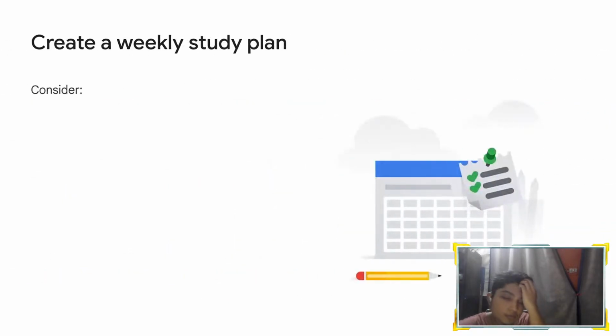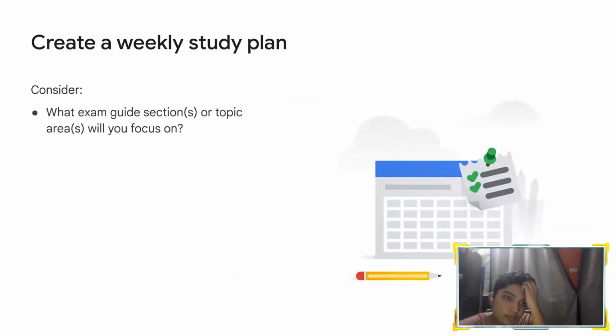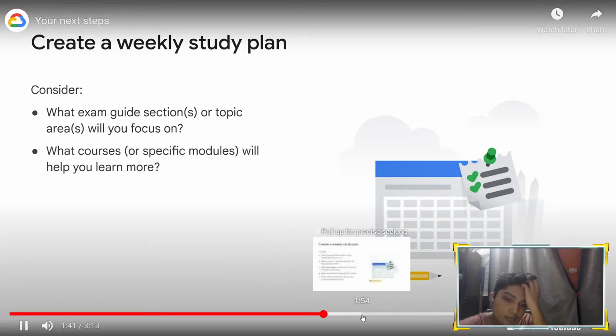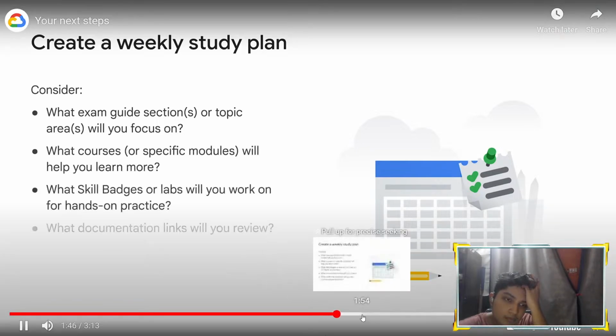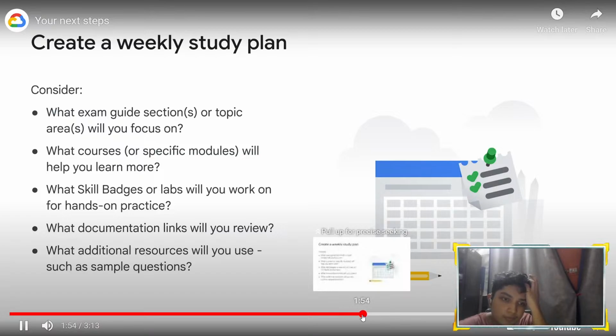Use a template in your workbook to plan your study goals for each week. Consider what exam guide sections or topic areas will you focus on? What courses or specific modules will help you learn more? What skill badges or labs will you work on for hands-on practice? What documentation links will you review? And what additional resources will you use, such as sample questions? You may do some or all of these study activities each week.